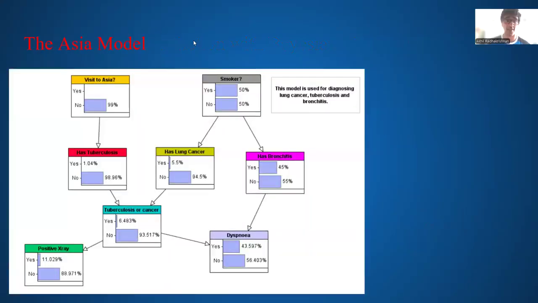So how did I go about this project? Well, I first familiarized myself with the software, Agena, and worked towards building a simple introductory Asia model. With that built and the ongoing learnings through the Bayesian module, I transferred these key skills into making my Bayesian model for stroke diagnosis.